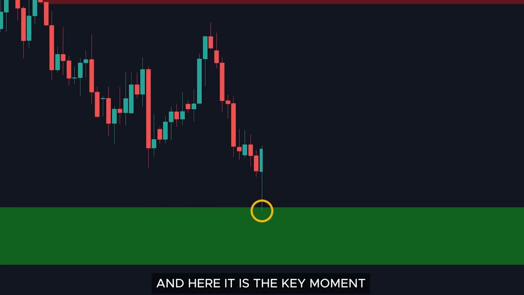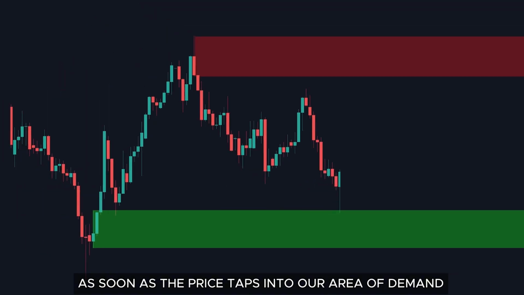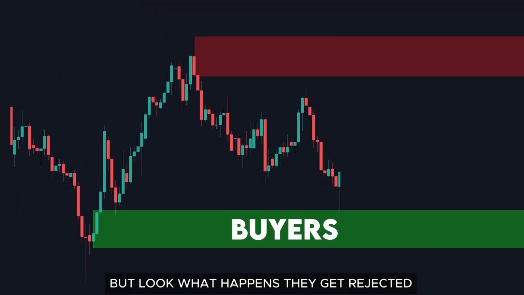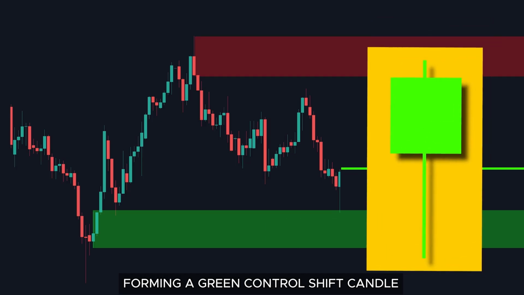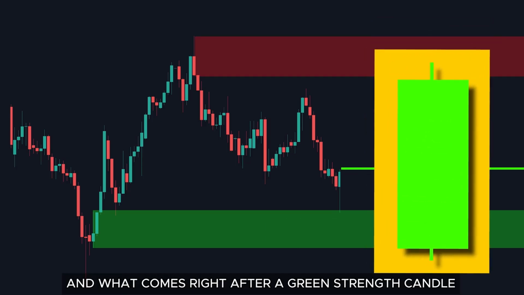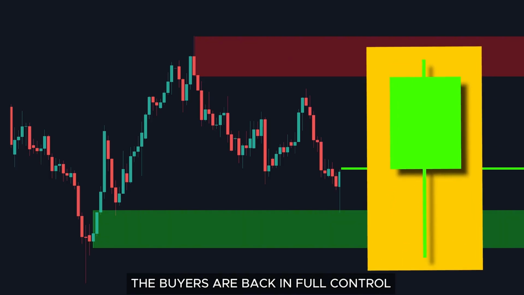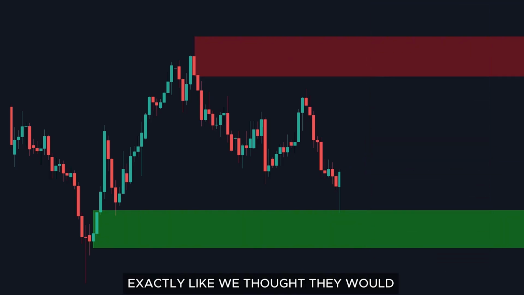And here it is, the key moment. As soon as the price taps into our area of demand, sellers try to push through. But look what happens. They get rejected, forming a green control shift candle. And what comes right after? A green strength candle. That's our confirmation. The buyers are back in full control, defending their territory exactly like we thought they would.